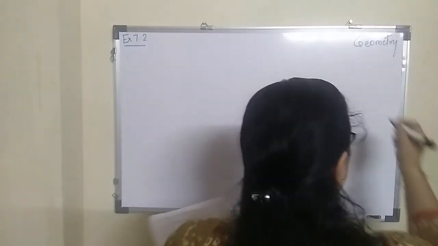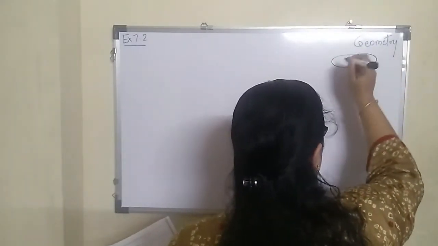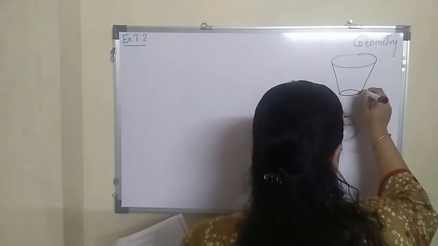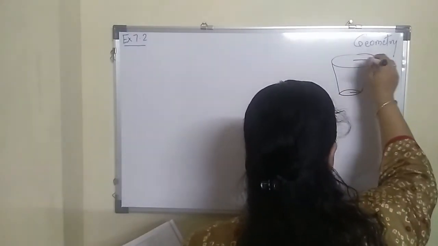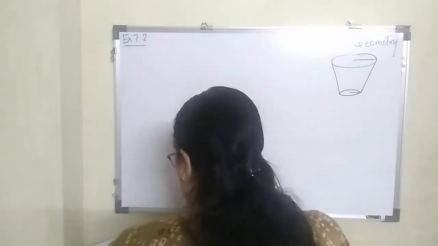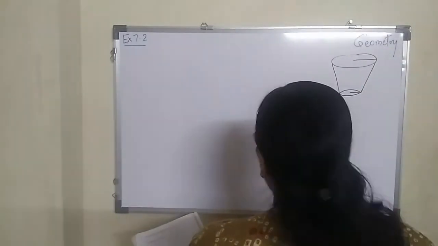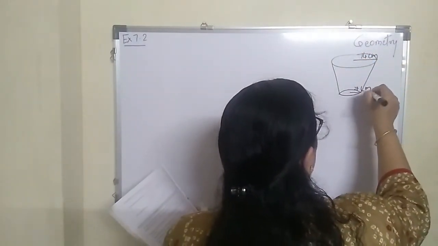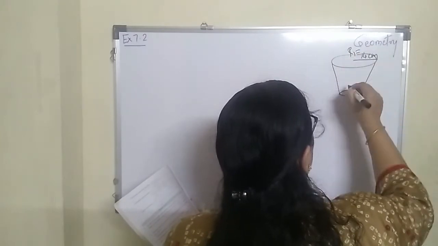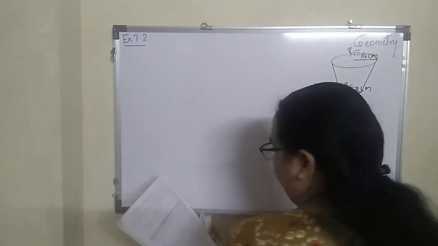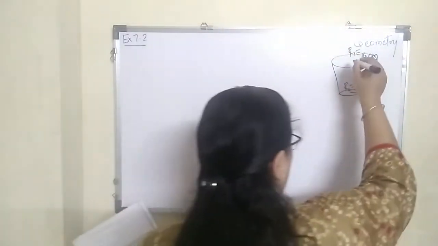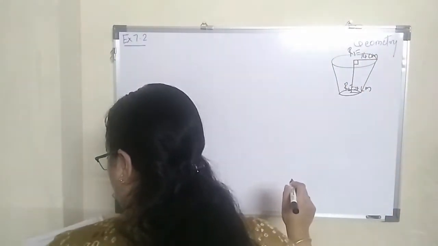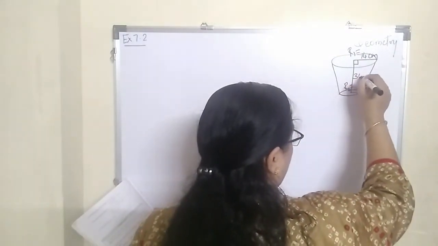So there is a frustum bucket. The radius is given. Which radius is greater among the two? 14 centimeter, and this is 7 centimeter. So let R1 be 14, R2 be 7. Height of the bucket is 30 centimeter.